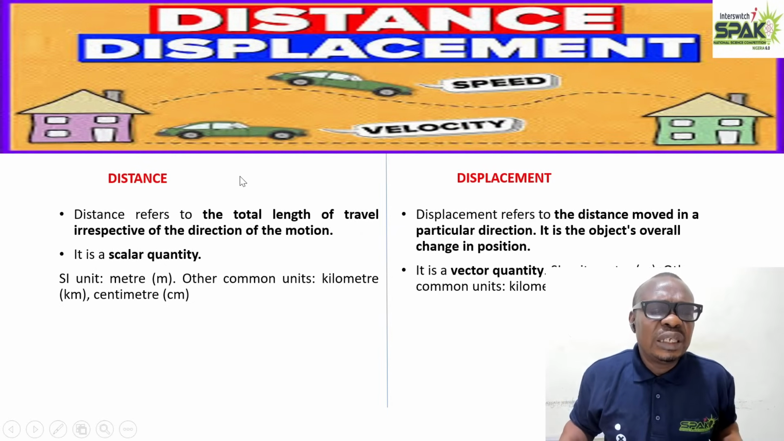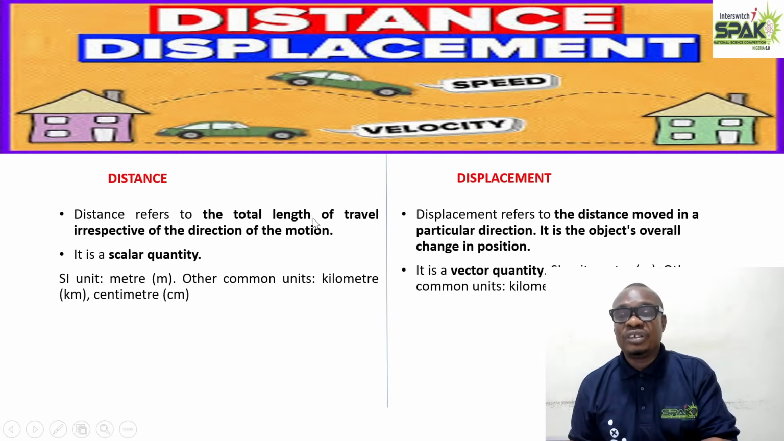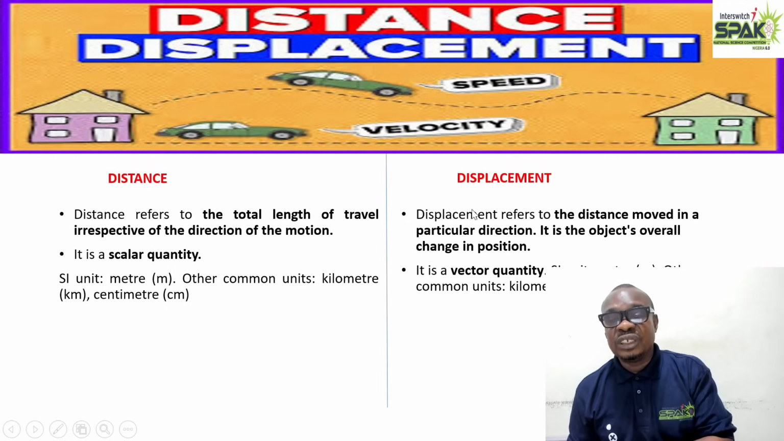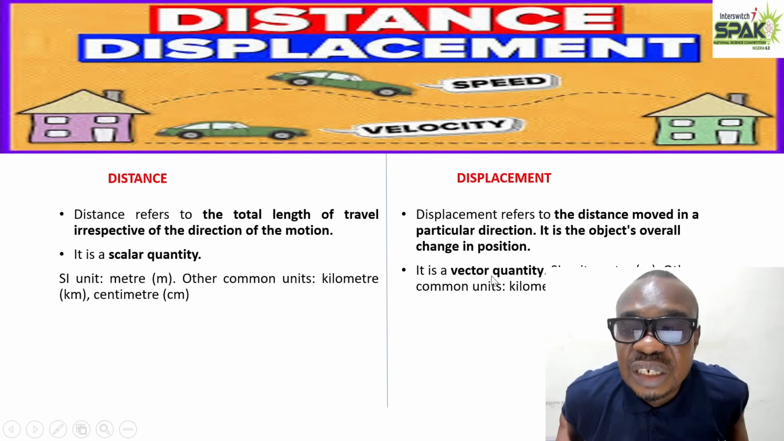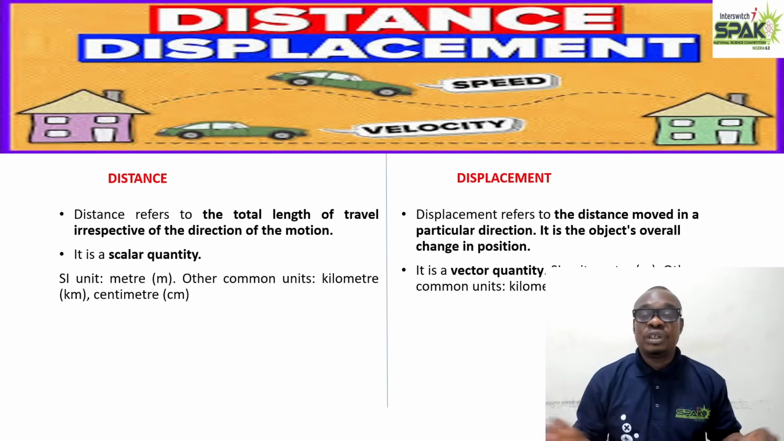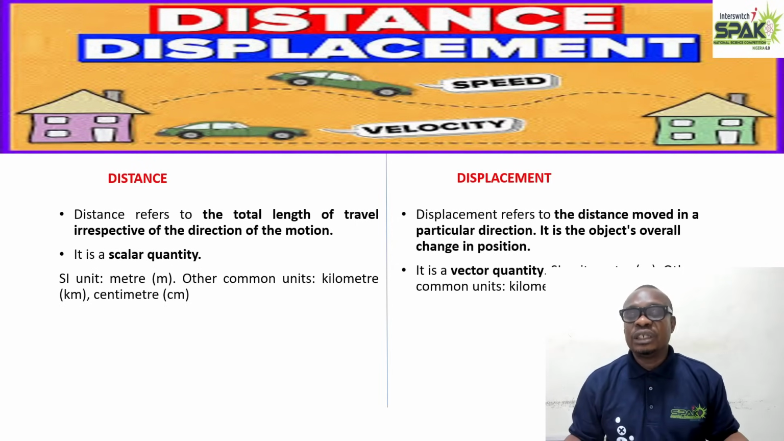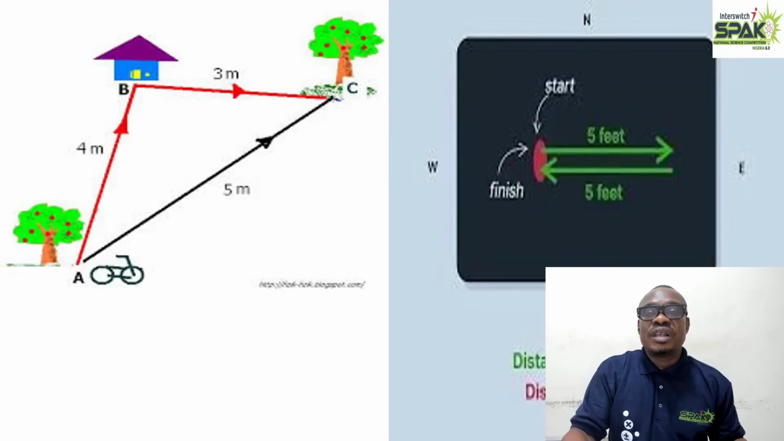So distance here is a scalar quantity, and displacement of course is a vector quantity. Why is displacement a vector quantity? Displacement is distance moved in a particular direction. That is direction there. But something is common between them, and what is that? They both share the same units. Their SI units are both in meters. So to understand the concept of distance and displacement further, let's go to the next slide.